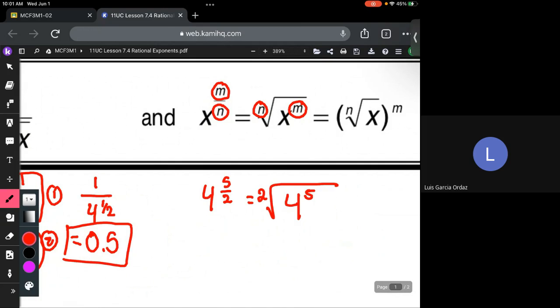You can either do it as 4 to the power of 5 over 2, and that's going to give you an answer. So if you do 4 to the power of 5 over 2, what does that give you on your calculators? Yes, Abby, it's 32.